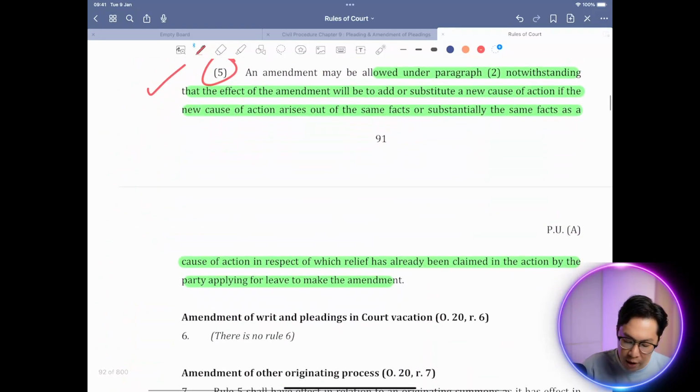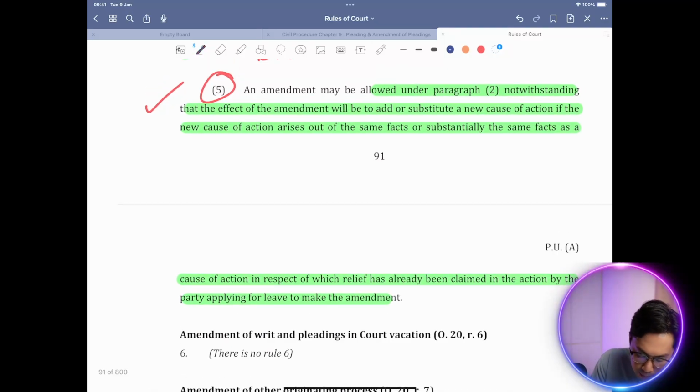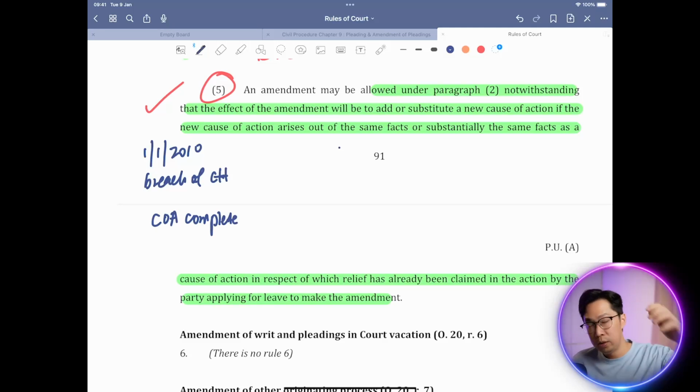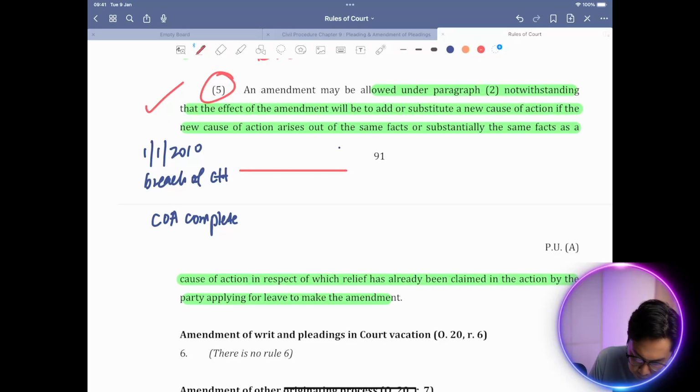Now, I wanted to explain this number 5. What does number 5 mean? 1st of January 2010, let's say breach of contract. Cause of action completes. What is cause of action? What case? Lim Kian Chu Kun. That 3 factors. Now, let's say the due date is when? 31st of December 2015. And assume Alex sues here, 1st of January 2011.